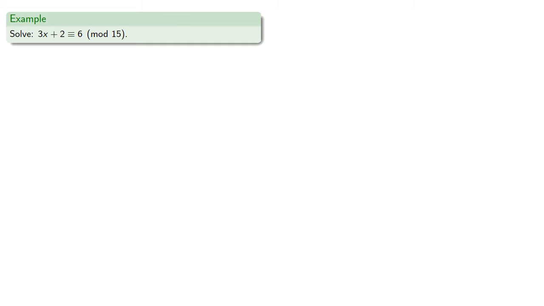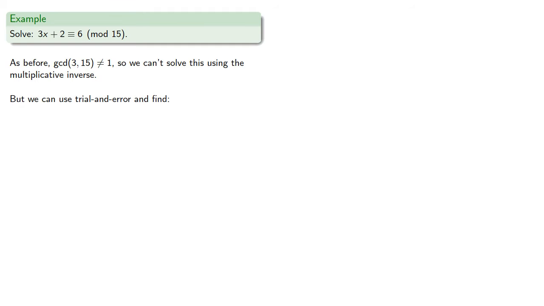We can take a look at a third one, 3x plus 2 congruent to 6 mod 15. As before, the greatest common divisor of 3 and 15 is not equal to 1, so we can't solve this using the multiplicative inverse. But we can always use trial and error, and we find and we see that there is no solution.